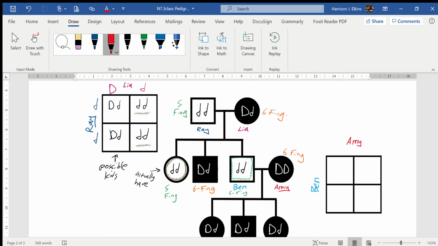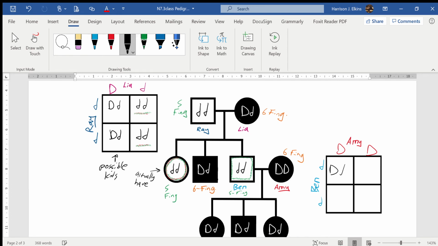So let's represent this here. Let's say Amy has a big D and a big D, and Ben has a little d and a little d. Ben got his little d from his father and the other one from his mother. Amy got a capital D from both of her parents, so both of her parents must also have polydactylism. It runs in the family. So what are their kids going to be like?